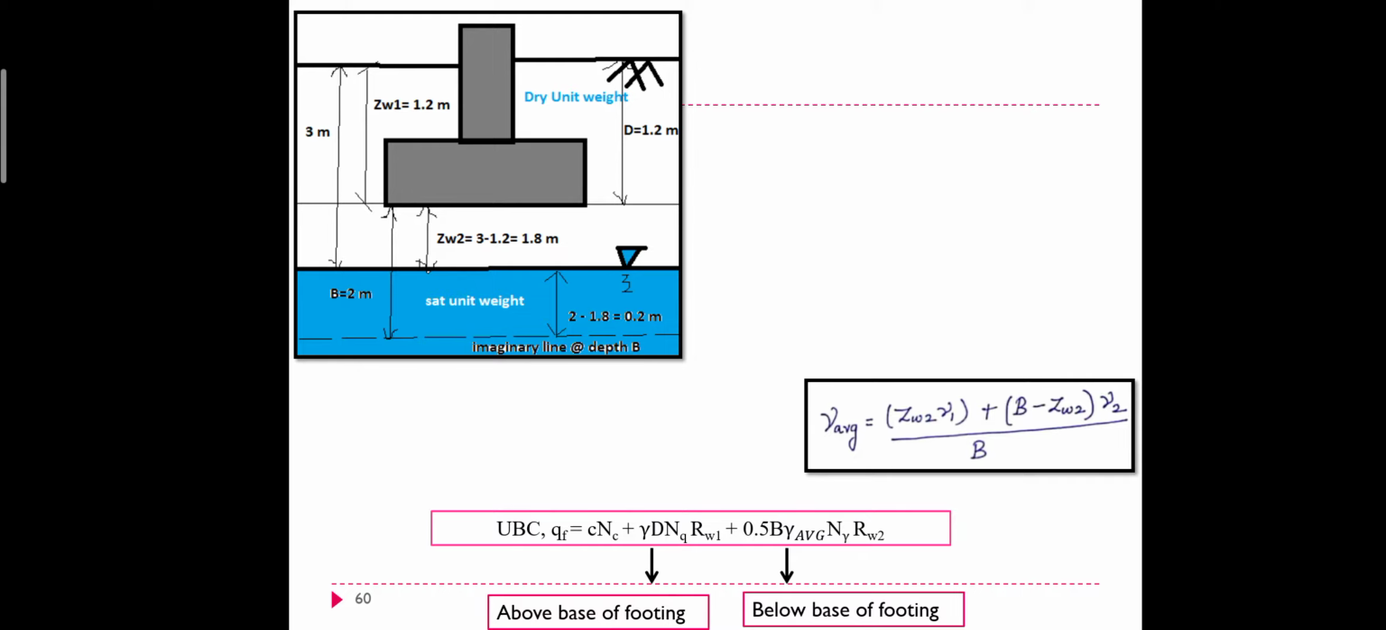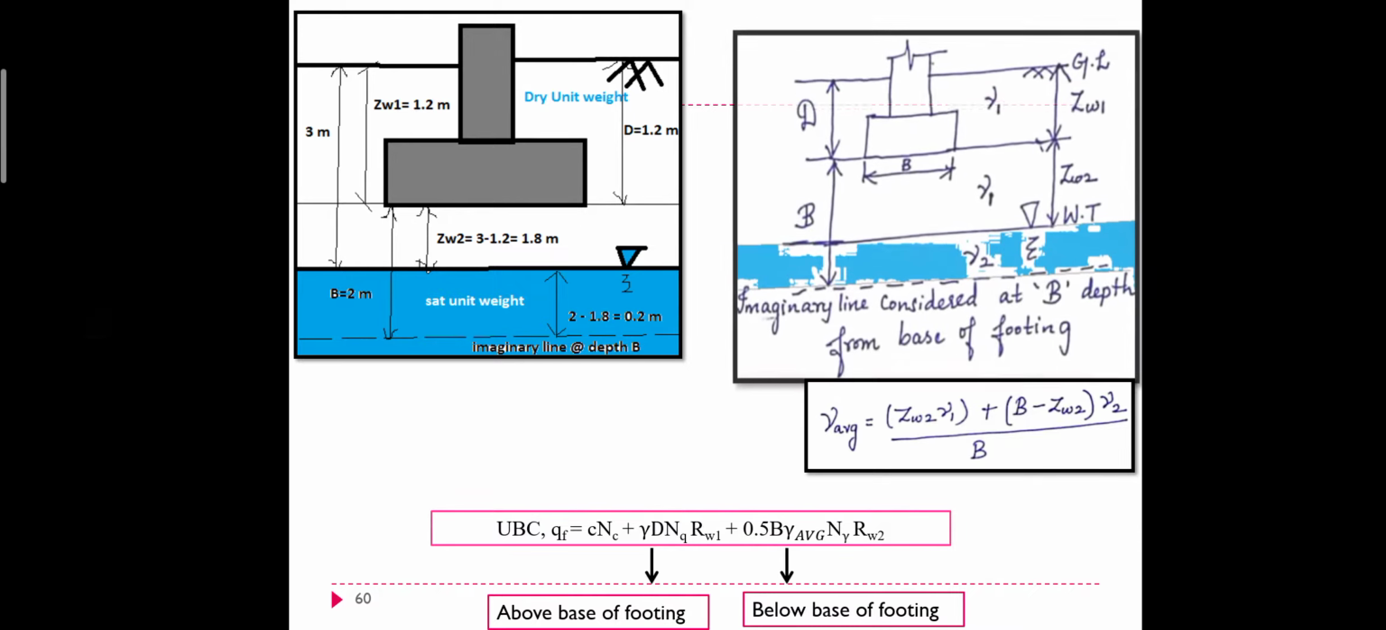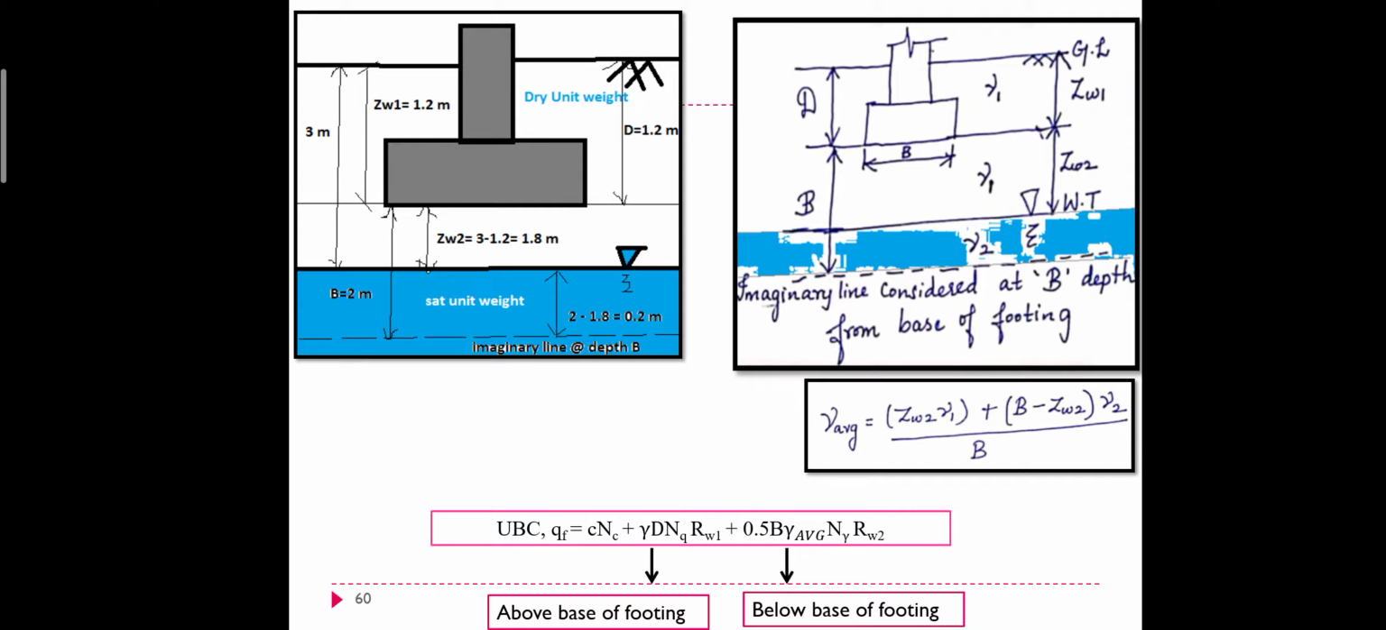Now you have to check whether ZW2 is greater than B or less than B. As I said at first, you should always check this. If it is greater than B, then there is no effect of water table. If it is less than B, then there is effect of water table. And we have to find gamma average. This is similar to the second case I explained first in the concept.